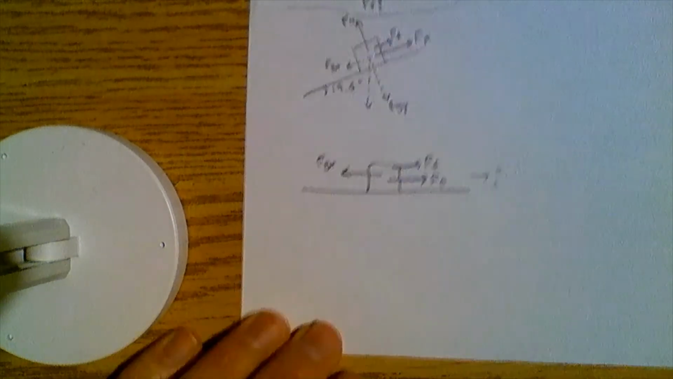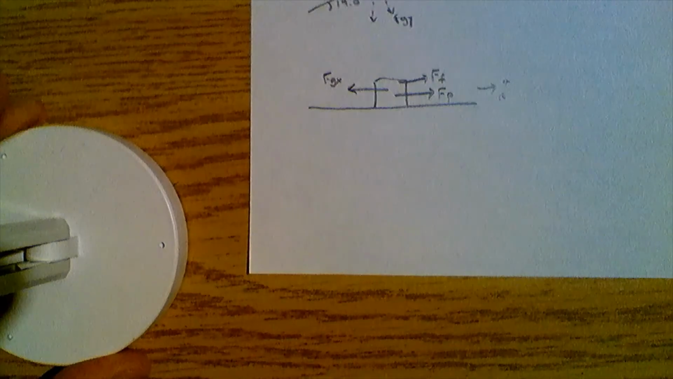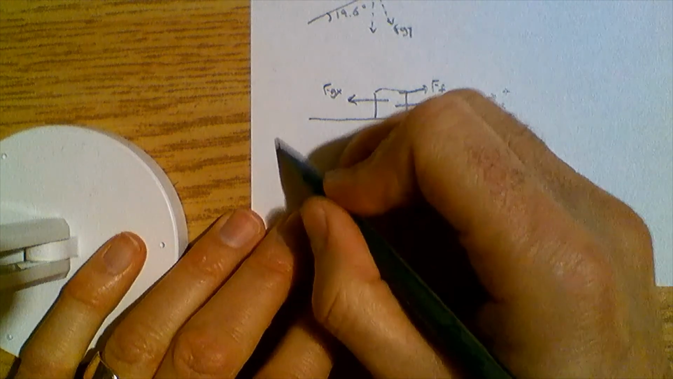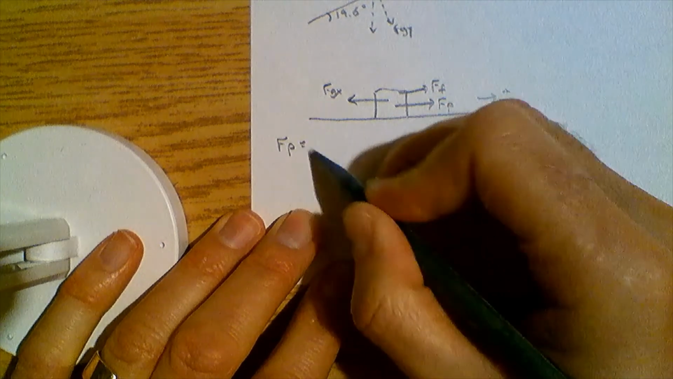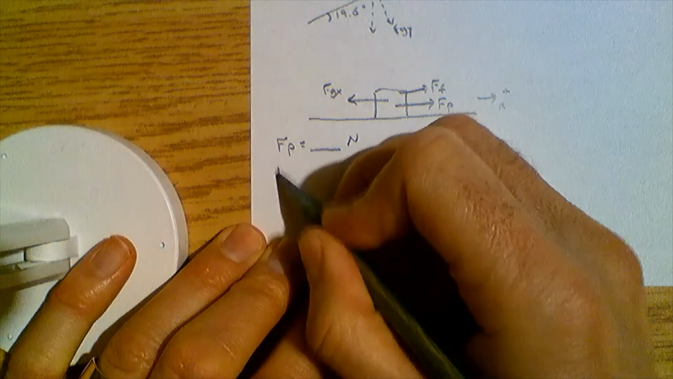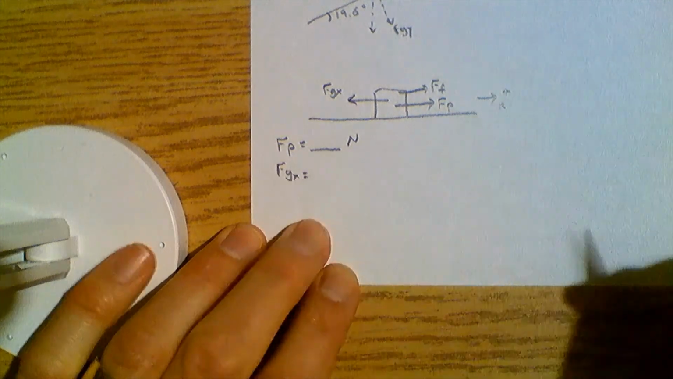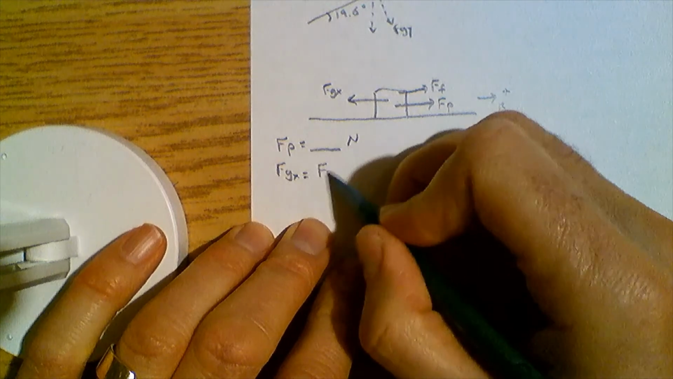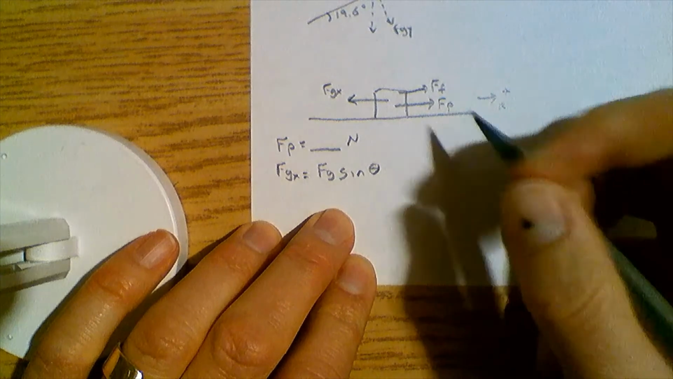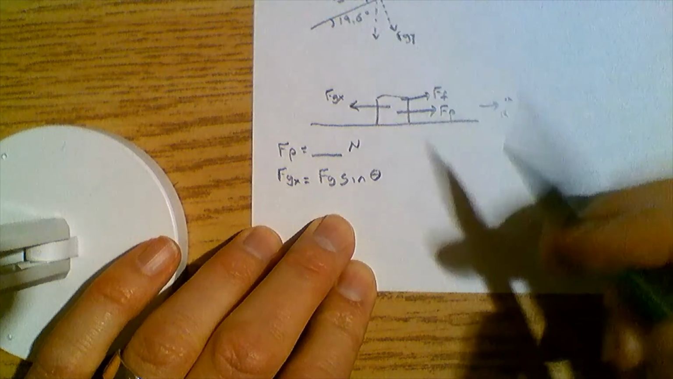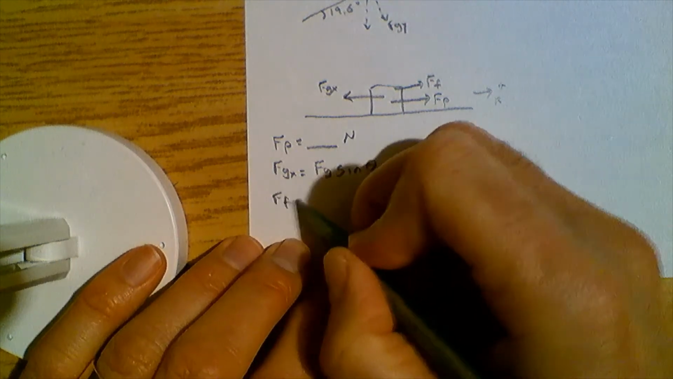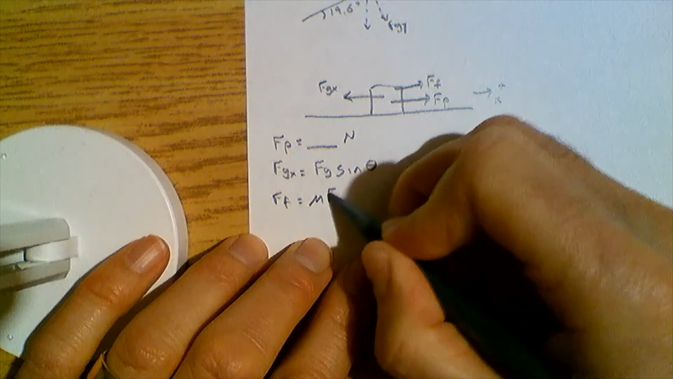To get an idea of what each of those forces is equal to, Fp we already know, we're trying to figure that out. Fgx, the next easiest one to figure out, is going to be Fg sine theta, where theta is that angle, 19.6 degrees, the angle of the ramp. And the force of friction is equal to mu times the normal force.